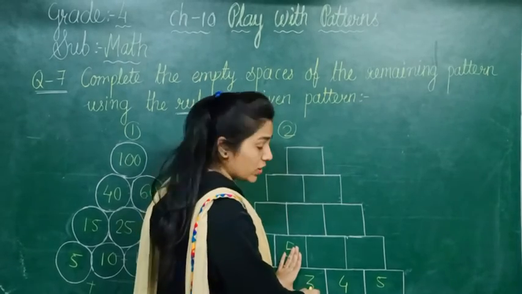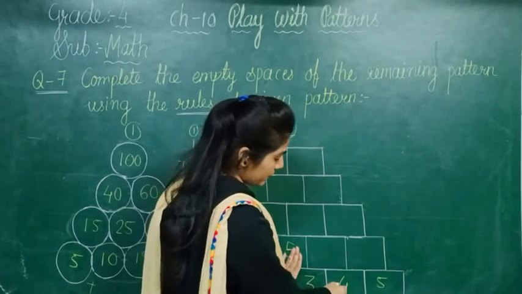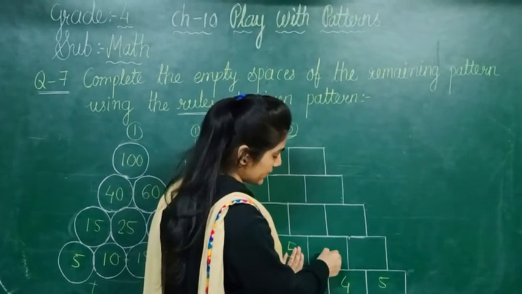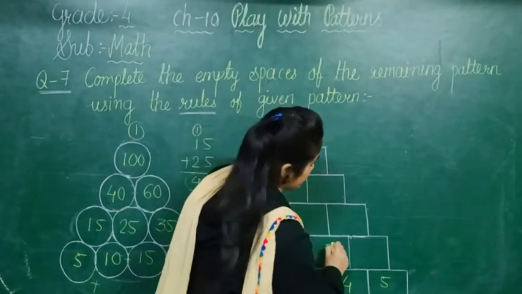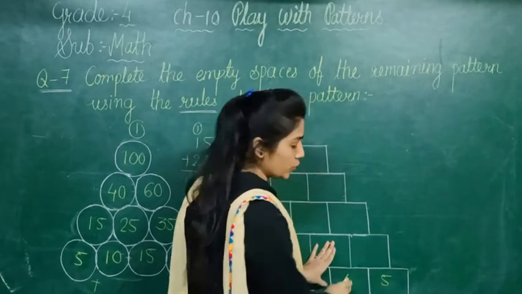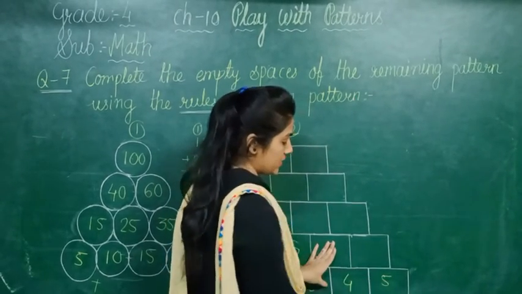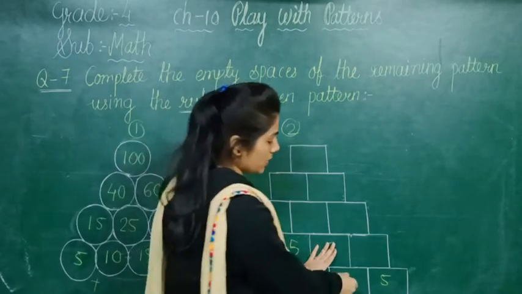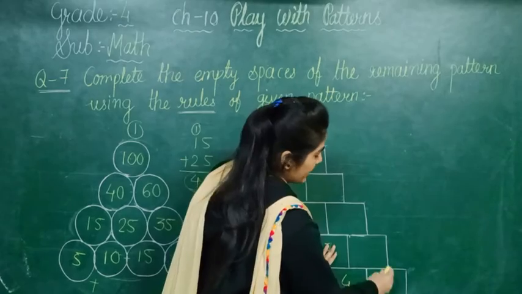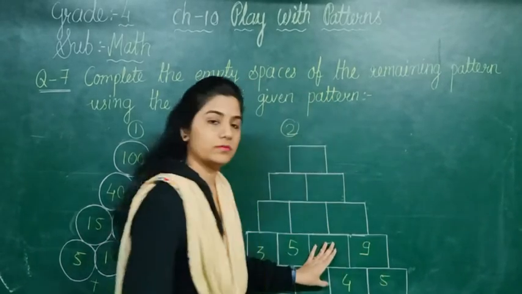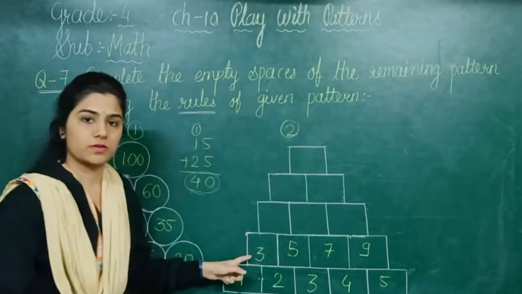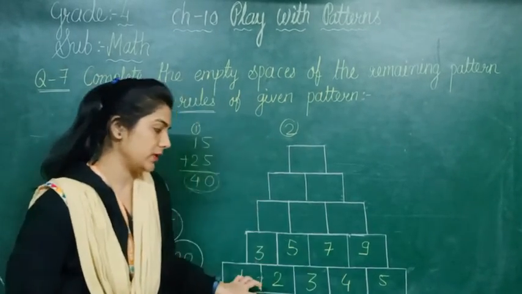Now it's the turn of 3 and 4. Which box is coming above the 3 and 4? This one. So here we write the addition of 3 and 4, which is 7. Now these last two numbers, 4 and 5. In which space do we need to write above these two boxes? This space. So 4 plus 5, 9.